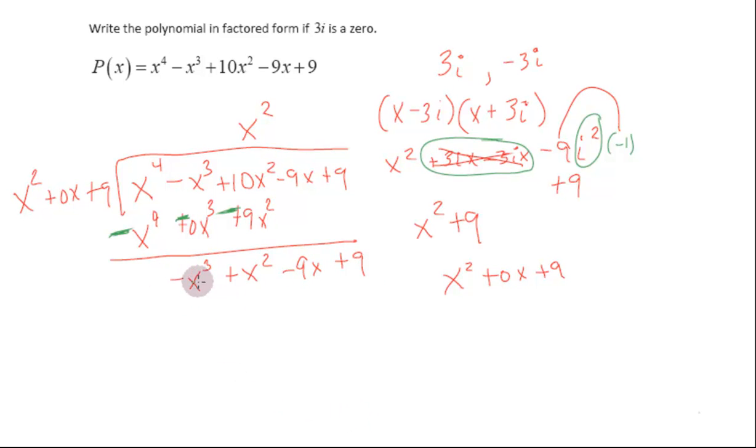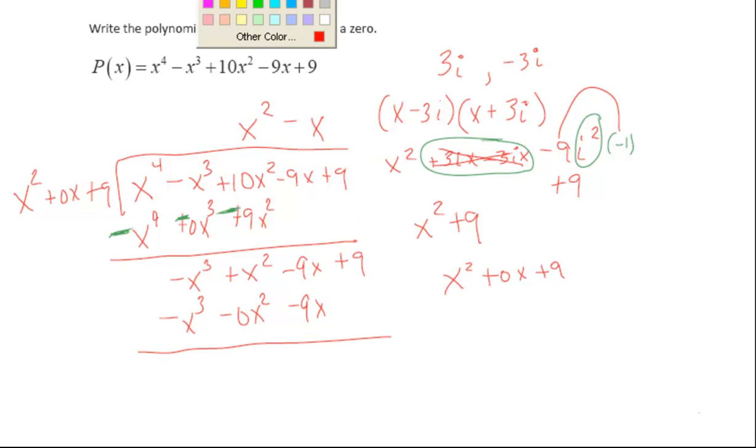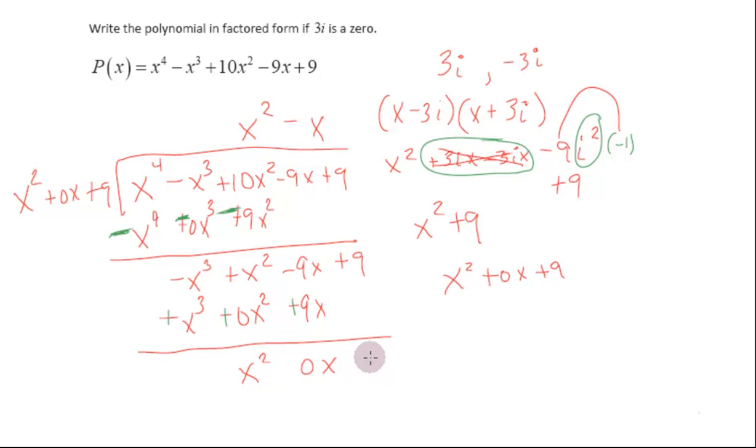Then I repeat. Negative x cubed divided by x squared: minus x. Negative x times x squared, minus x cubed. Negative x times 0x is minus 0x squared. Minus x times 9 is negative 9x. Then we're going to subtract, so add, add, add, right? Subtract, that's just the opposite signs. Now add down: there's 1x squared up here, so 1 plus 0 is 1. That's 0.